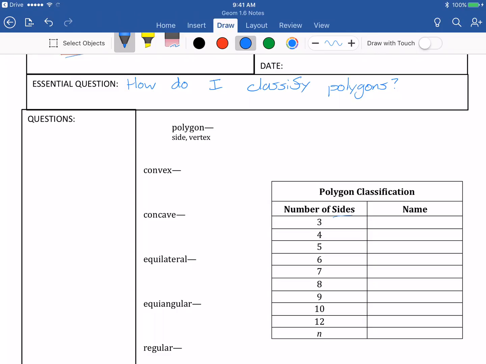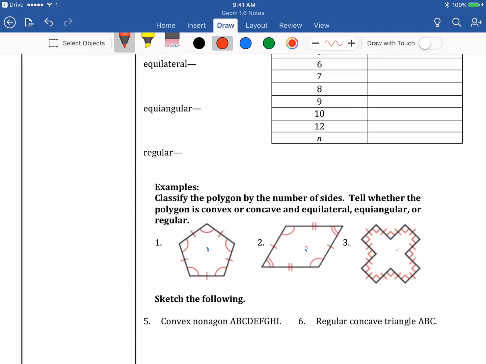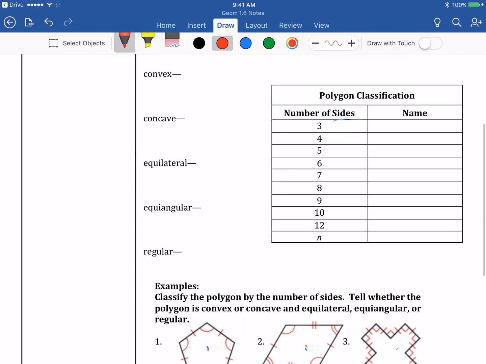All right, so let's take a first look here at polygon. A polygon is a closed figure of 3 or more sides that do not cross each other. Alright, so that is what we have for a polygon. It's a closed figure with 3 or more sides. As you can see down here, we have some examples of polygons, closed figures, and so on.